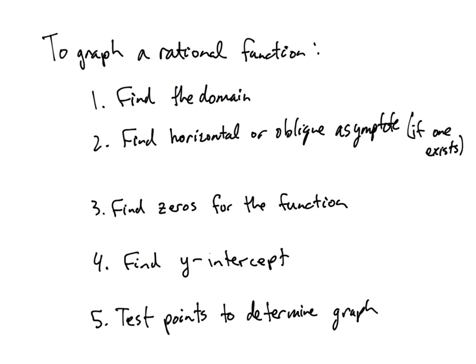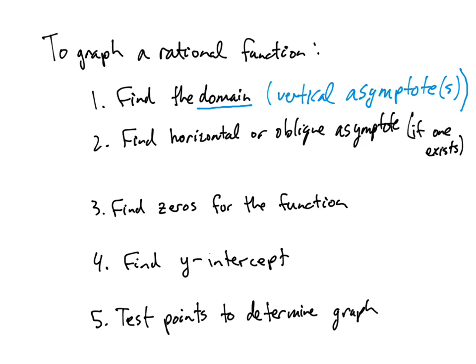So here are the steps that we would follow to graph a rational function. First thing we want to do is find the domain, and this corresponds to the vertical asymptotes, because remember, the vertical asymptote, or asymptotes if there's more than one, how we find that is by figuring out what value makes the denominator 0, and this will correspond to the domain.